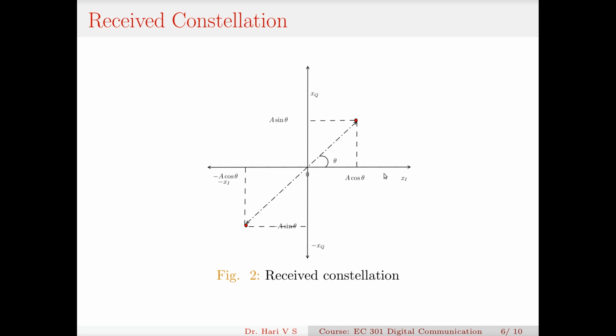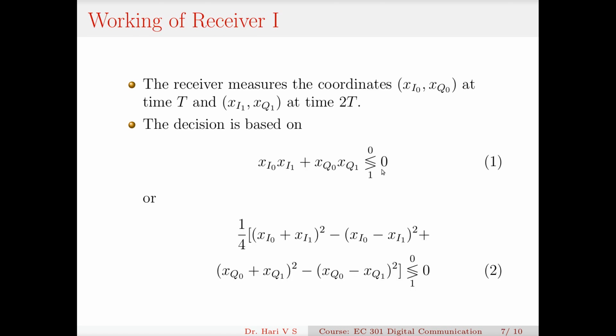So what my receiver sees are the in-phase and quadrature components. The receiver ultimately measures the coordinates x_I0 and x_Q0. What is this 0? The 0 indicates that these are the measurements taken at time T, and another measurement x_I1 and x_Q1 at time 2T.